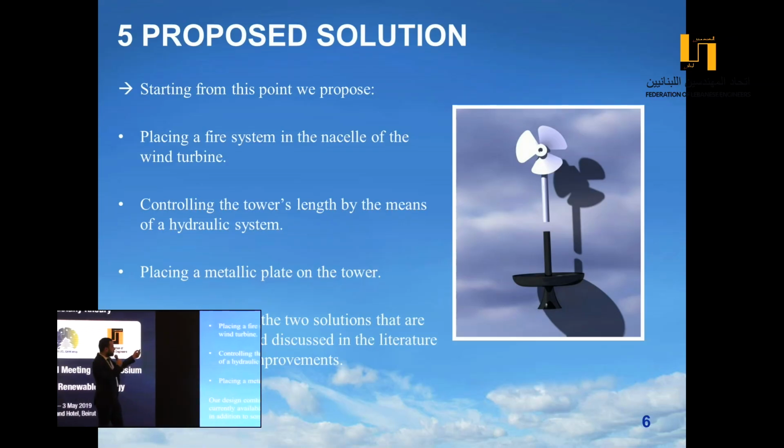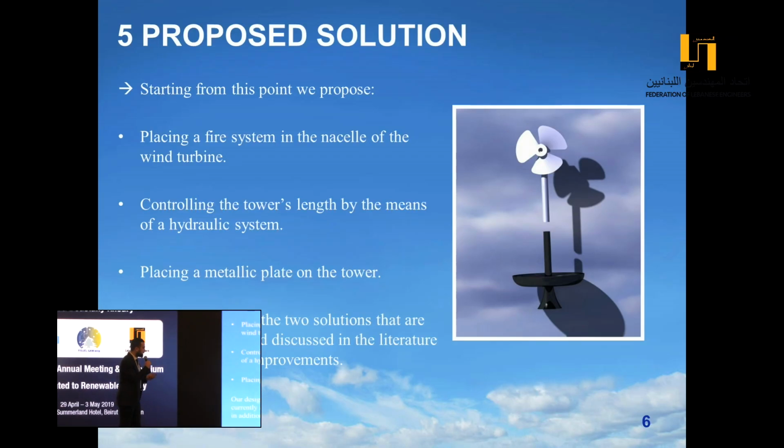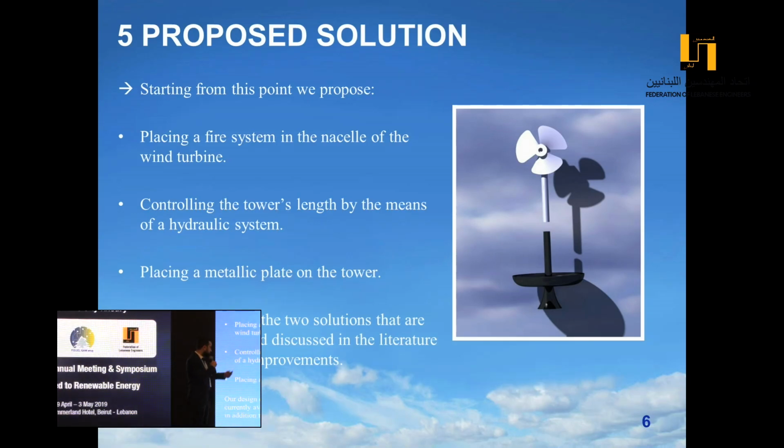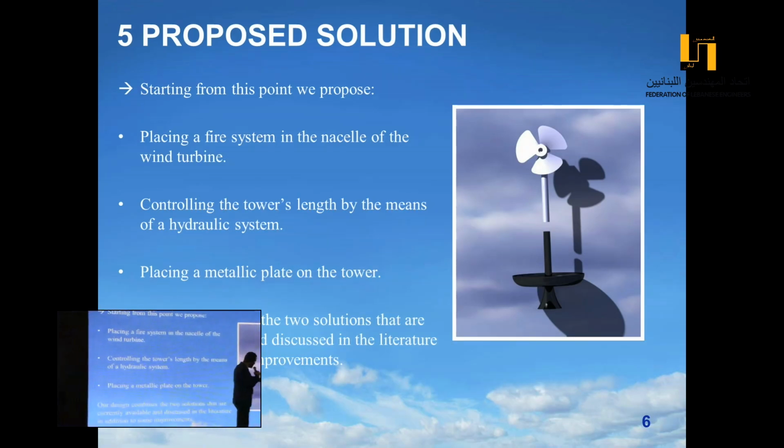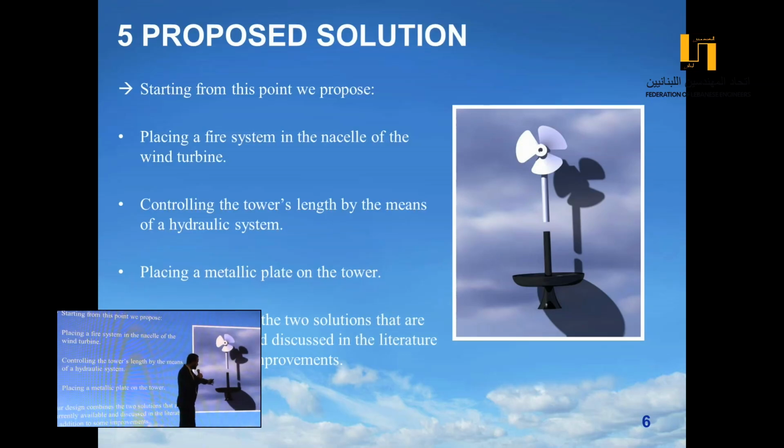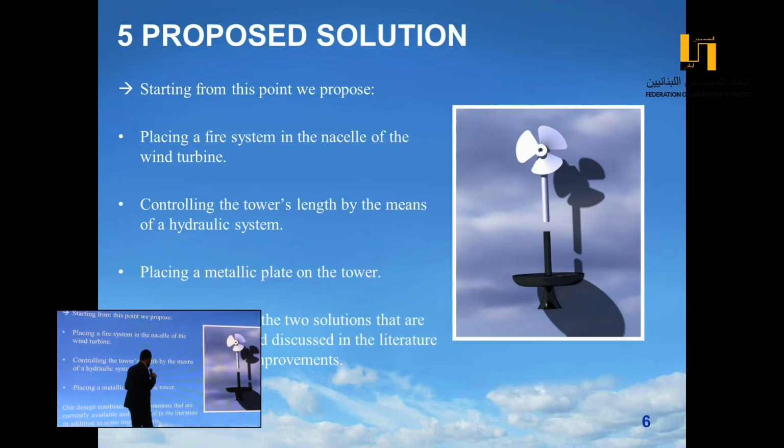First, we propose placing a fire system in the nacelle of the wind turbine, and second, controlling the tower's length by means of a hydraulic system. And finally, placing a metallic plate on the tower. So as you can see, this is the design. The lower part contains the hydraulic system in addition to the plate, and the upper part contains the wind turbine with the blades.